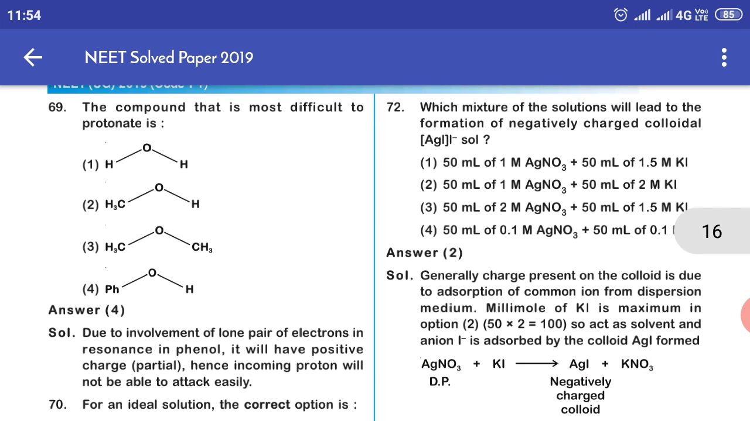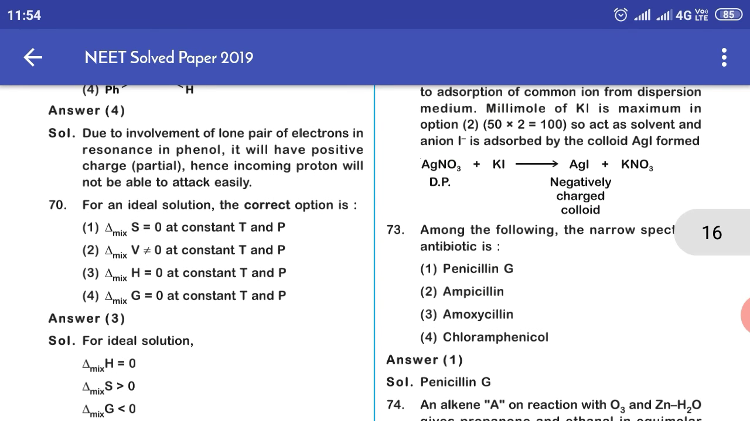Next, question number 72. Which mixture of solutions will lead to the formation of negatively charged colloidal AgI/I minus solution? Option 2 is correct. Generally the charge present on a colloid is due to adsorption of a common ion from the dispersion medium. Millimoles of KI is maximum in option 2, 50 into 2 equals 100. So KI acts as the solvent and the anion I minus is adsorbed by the AgI colloid formed.